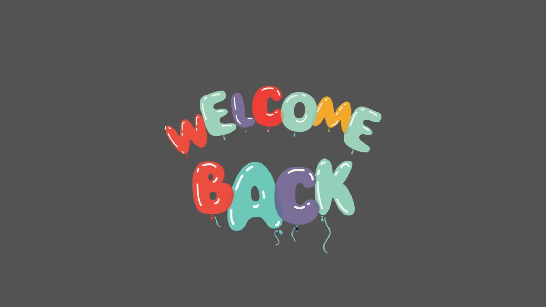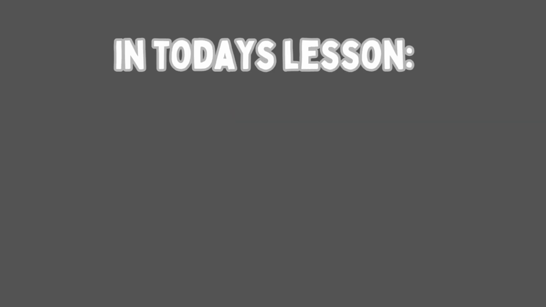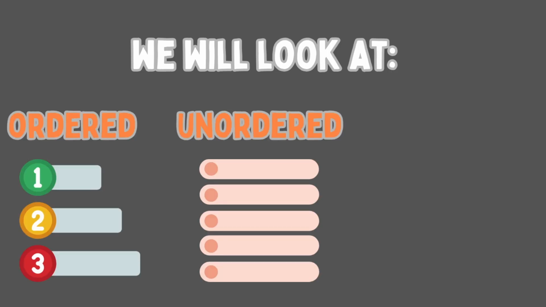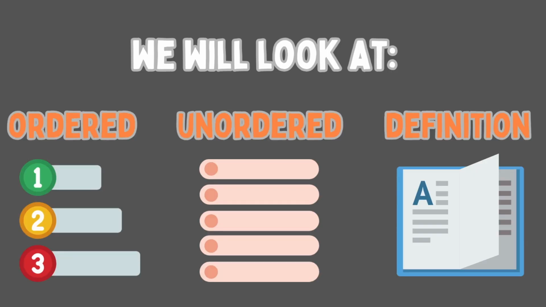Hello again. Welcome back to our HTML series. In today's lesson, we're going to talk about lists. Lists are a great way to organize information on your web page, and HTML gives us a couple of different types to choose from. We'll look at ordered lists, unordered lists, and definition lists, and learn when to use each.